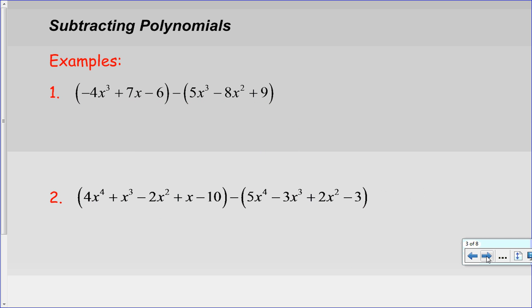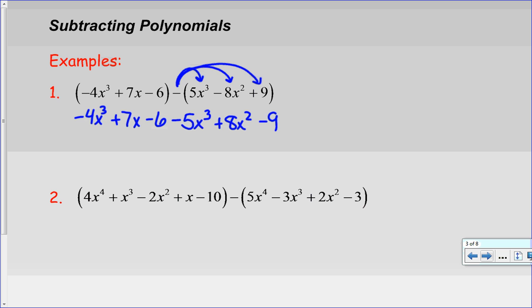I like to think of subtraction as being a two-step process, whereas addition is only a one-step process. In subtraction, we have to begin by distributing that negative sign into our second polynomial. So I'll carry down my first polynomial, and then I'm going to distribute my negative sign into the second polynomial, so that it becomes -5x to the third plus 8x squared minus 9.